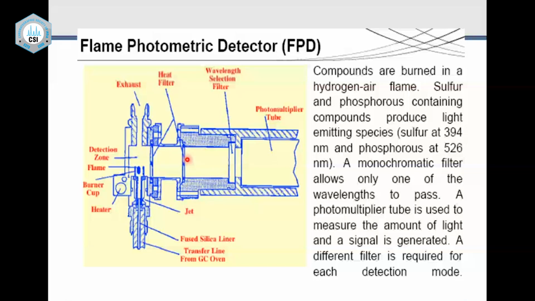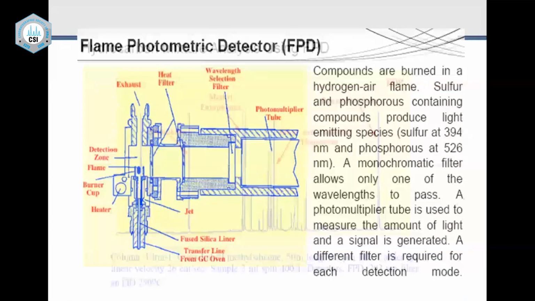So we have a filter which will only allow the radiation which comes from the sulfur, which has a wavelength of 394. So if I use a filter for sulfur at 394, 394 nanometer radiation will go to the photomultiplier tube detector, and it will detect the sulfur-containing organic compounds. For phosphorus, a 526 nanometer filter is used, and then it will be able to measure phosphorus-containing organic compounds. So by using this detector, one can monitor the phosphorus and sulfur-containing organic compounds, and it gives us a very high sensitivity for these compounds.